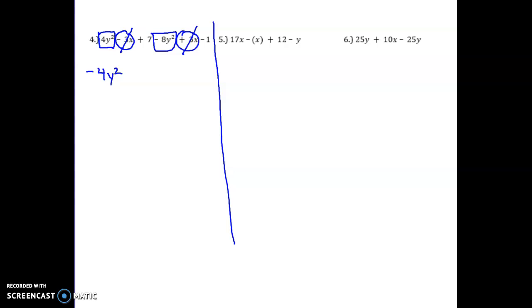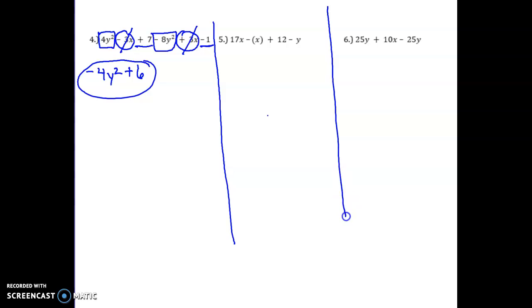And then here, for the first time, we actually have a constant. 7 minus 1, and we can combine them. 7 minus 1 is 6. It's a positive 6, so my simplified version would be 4y squared plus 6.